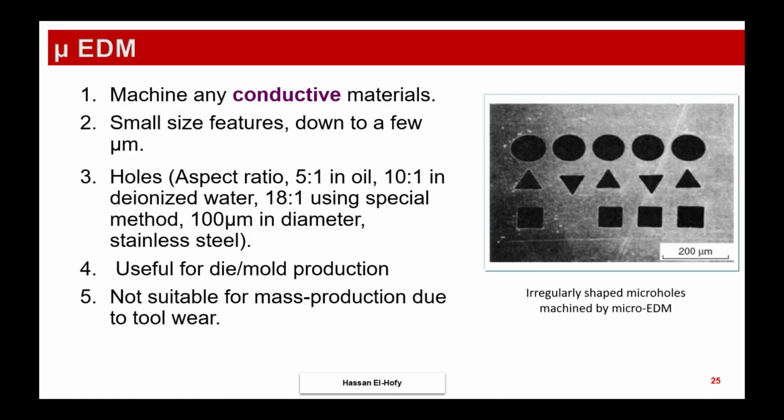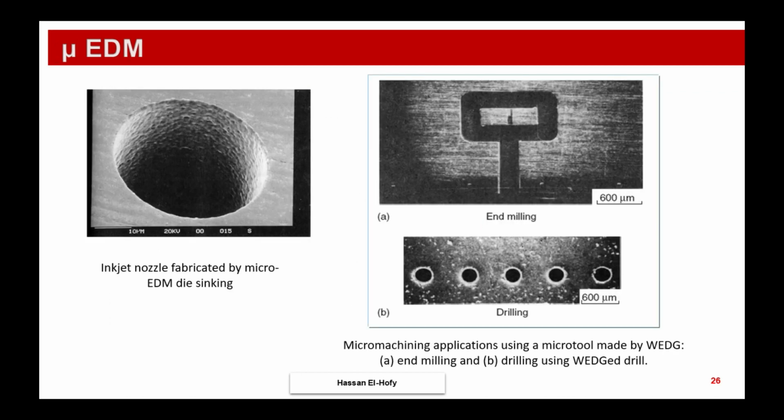Micro EDM is another application of EDM to machine conductive material of small size with features down to a few microns. We can machine holes with high aspect ratio, 5:1 in oil, 10:1 in deionized water, 18:1 using a special method, 100 micrometers in diameter in stainless steel. The process is useful for die and mold production. This is not suitable for mass production due to high tool wear.